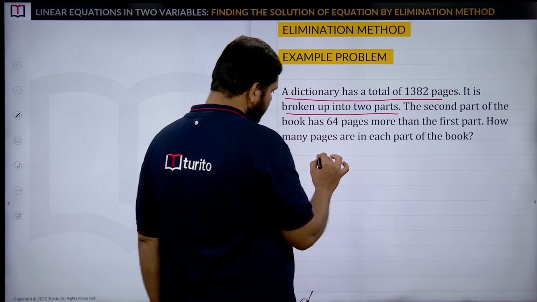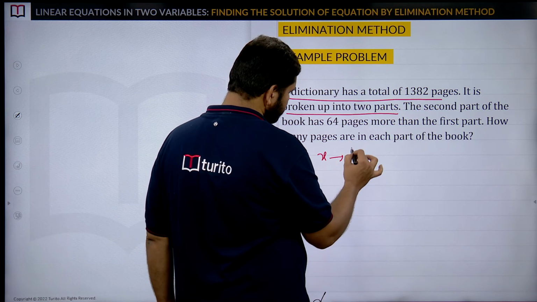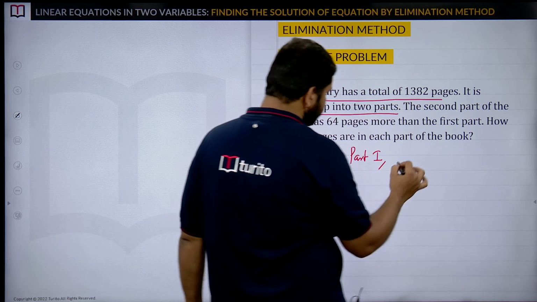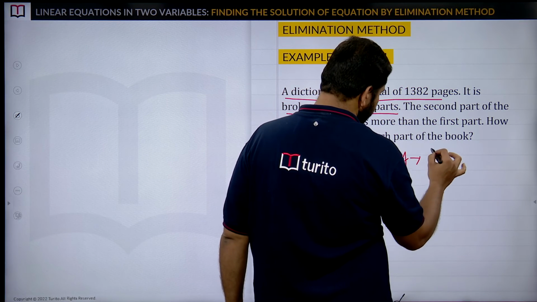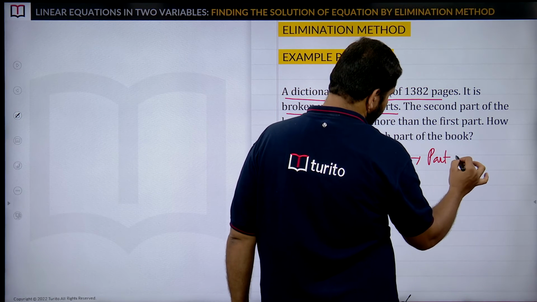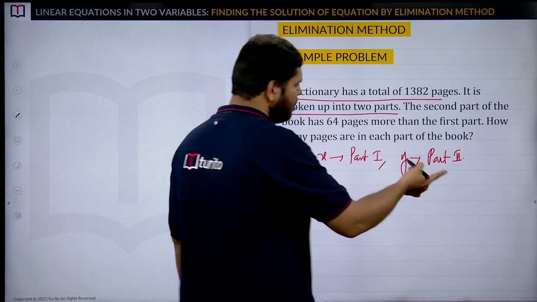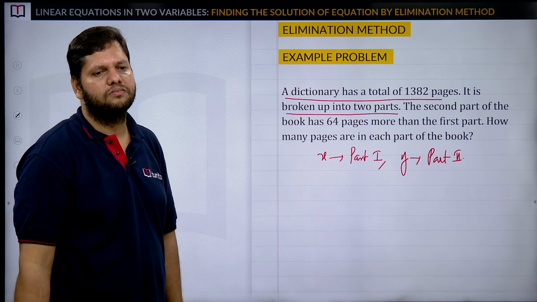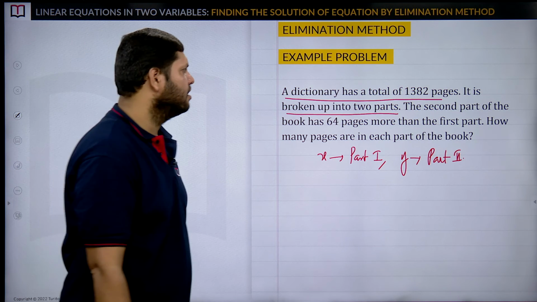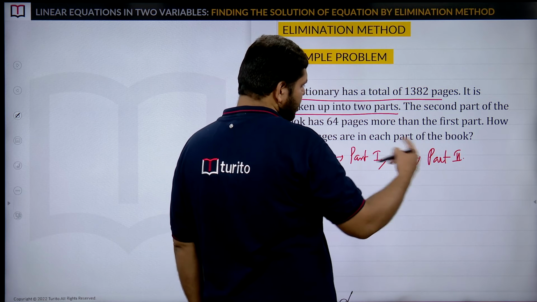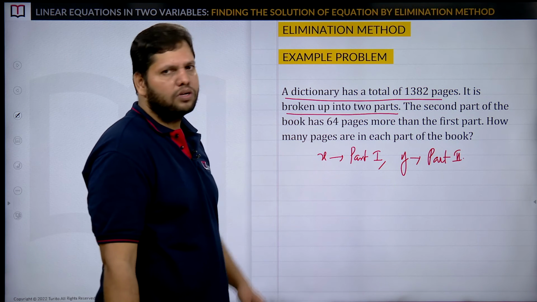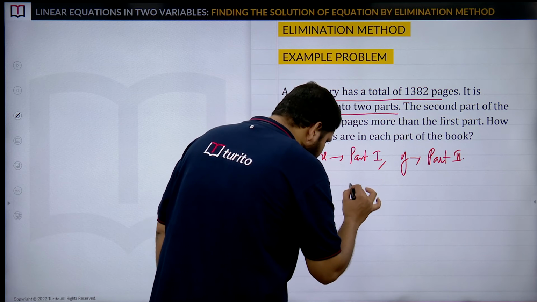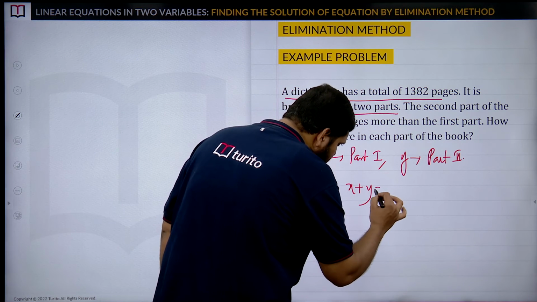So first part you can take as x. This you can take as part 1. And second part you can take as y. So this is part 2. So this is part 1 and this is part 2. Now children, what are they asking again? This is part 1 and part 2, but they already told us the total has how many pages? 1382. So I can say the sum of part 1 and part 2 is equal to what?